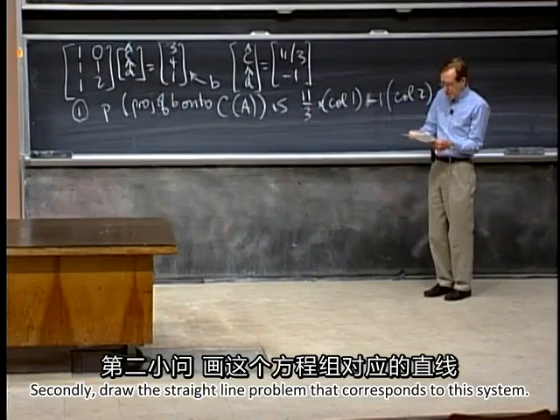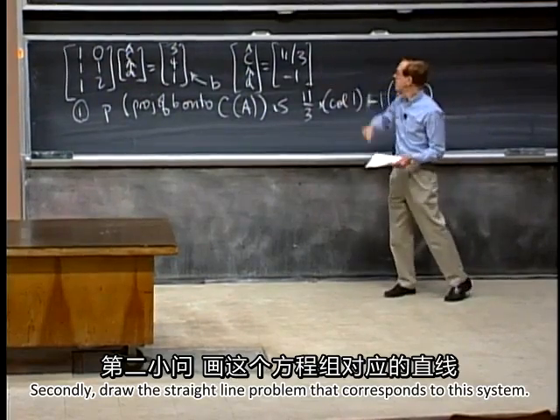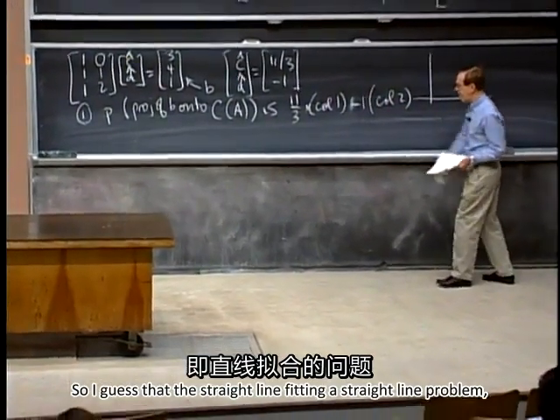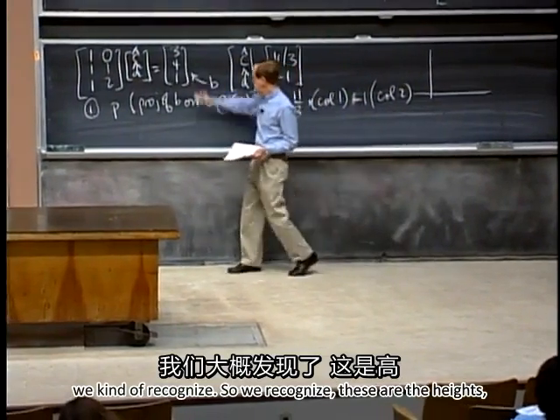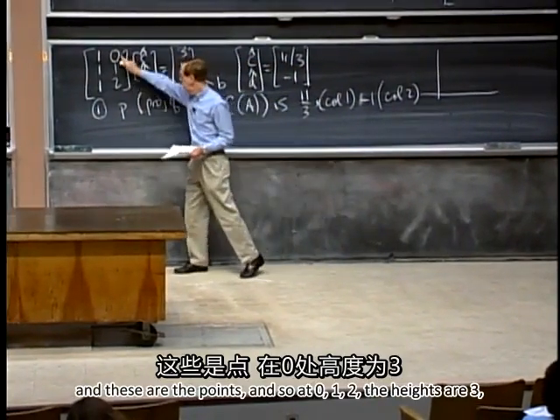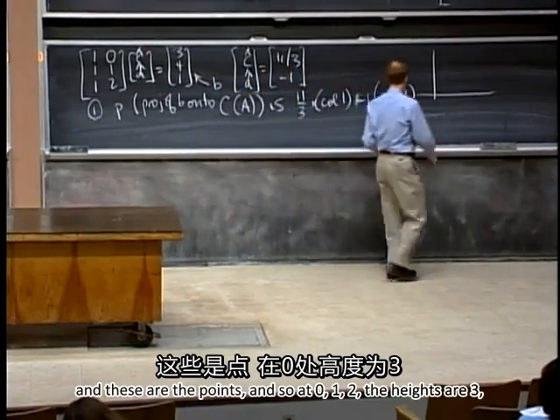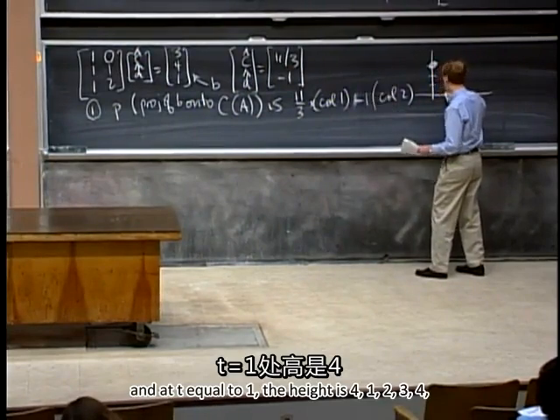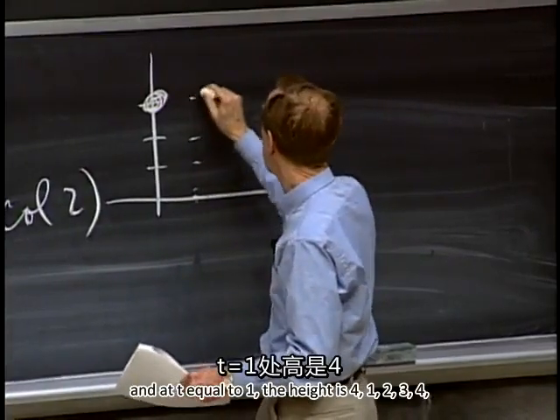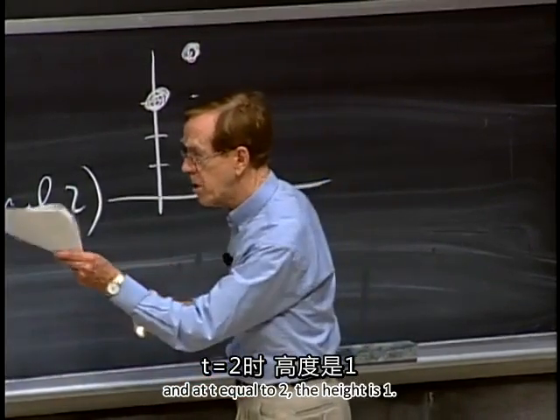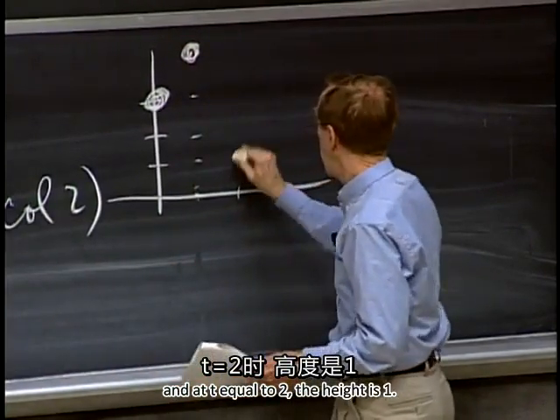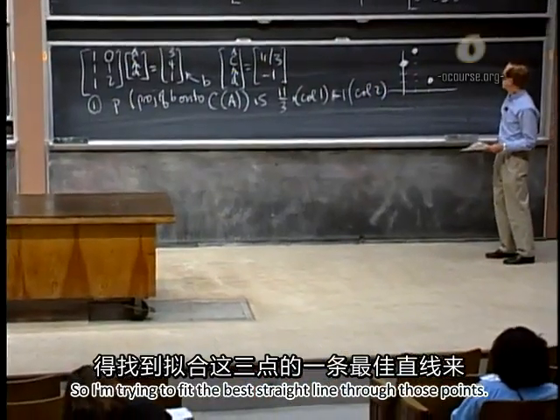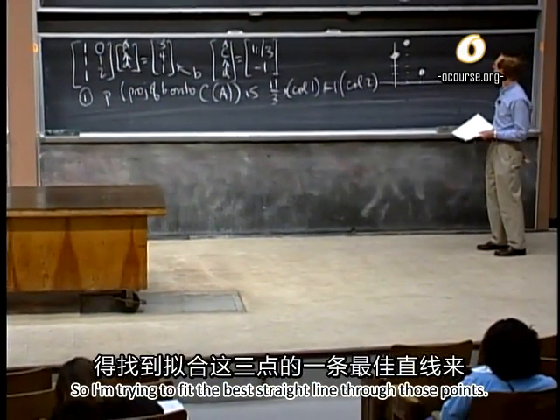Secondly, draw the straight line problem that corresponds to this system. So the fitting a straight line problem, we kind of recognize. We recognize these are the heights, and these are the points. So at t equal to 0, 1, 2, the heights are 3 at t equal to 0, and at t equal to 1, the height is 4. And at t equal to 2, the height is 1. So I'm trying to fit the best straight line through those points.